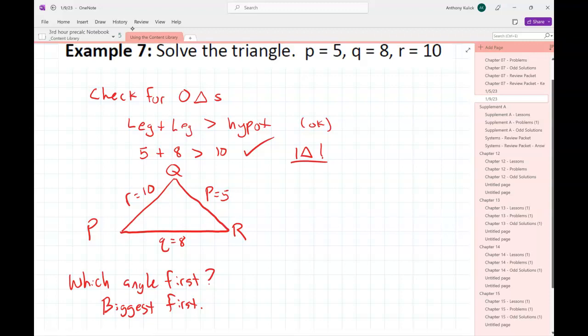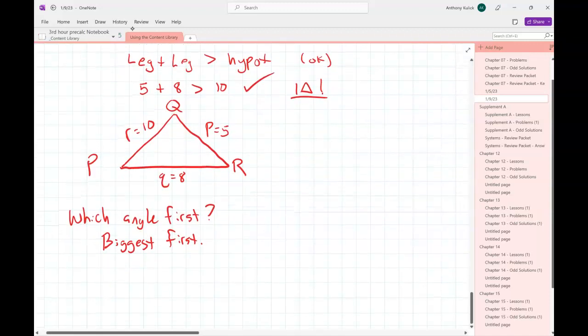Yes, Kate? Did you say check for zero triangles? Yep. Because if the sum of the legs is shorter than the hypotenuse, you can't make a triangle out of that. Always gotta do that. So for a side side side, you always need to check that first. But it's an easy check, right? You just have to remember to do it.